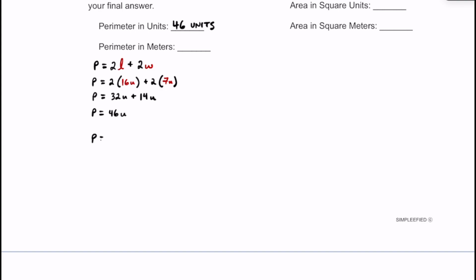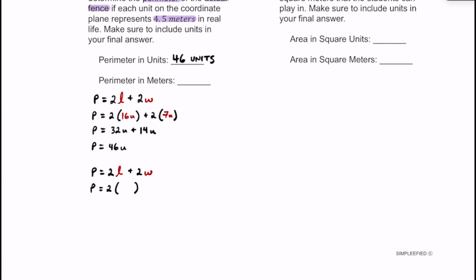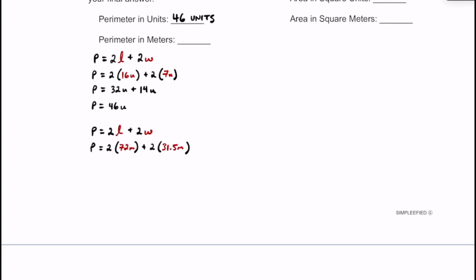So the perimeter is equal to 2 times the length here, plus 2 times the width. So the formula stays the same. What we're going to do is use different values here because we're going to be in meters instead of units. So it's going to be 2 times, what did we say that was going to be? I think the new one was 72. Yeah, 72 is going to be in meters. And then plus we have 2 of these 31.5 meters. And so we're doing the same thing, just measured in a different unit here.